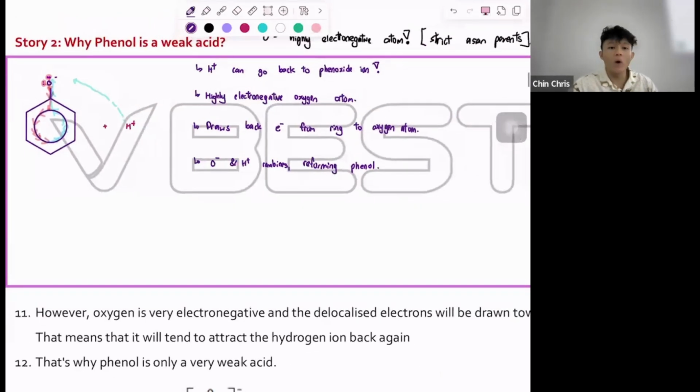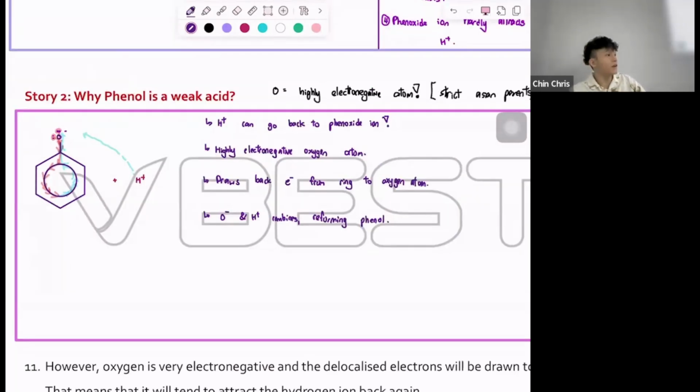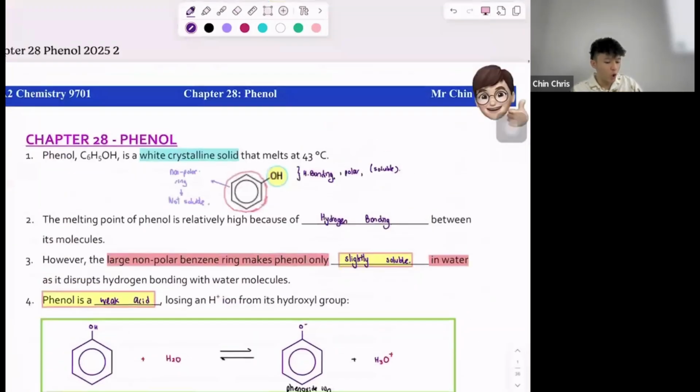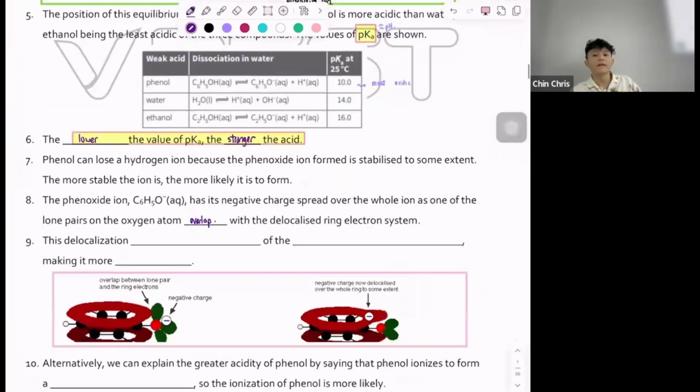Understand? Which is why it is just a weak acid. It's not a strong acid. There is a reverse reaction as well. Why? Because oxygen, highly electronegative, is able to draw back the electrons. Clear? Good. Done? Okay, if good, let's move on to the note on page 1.